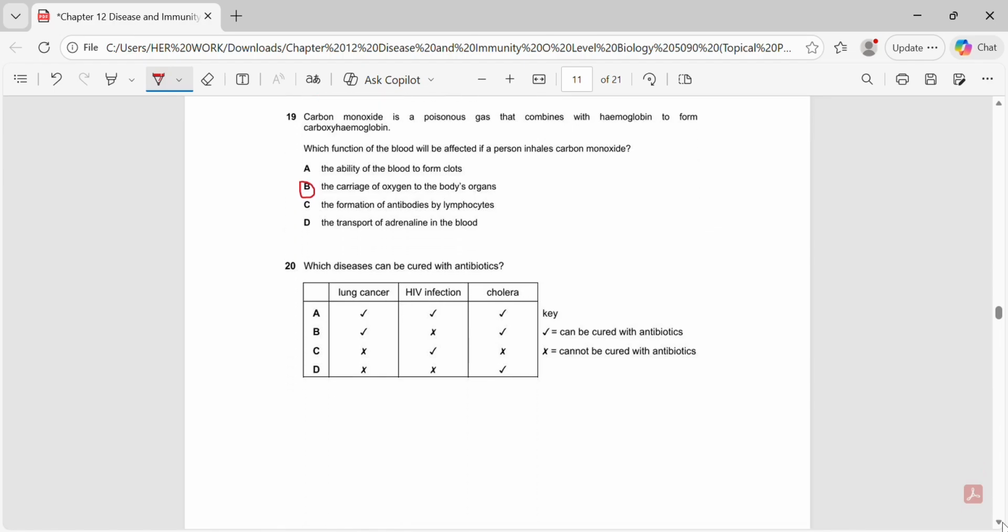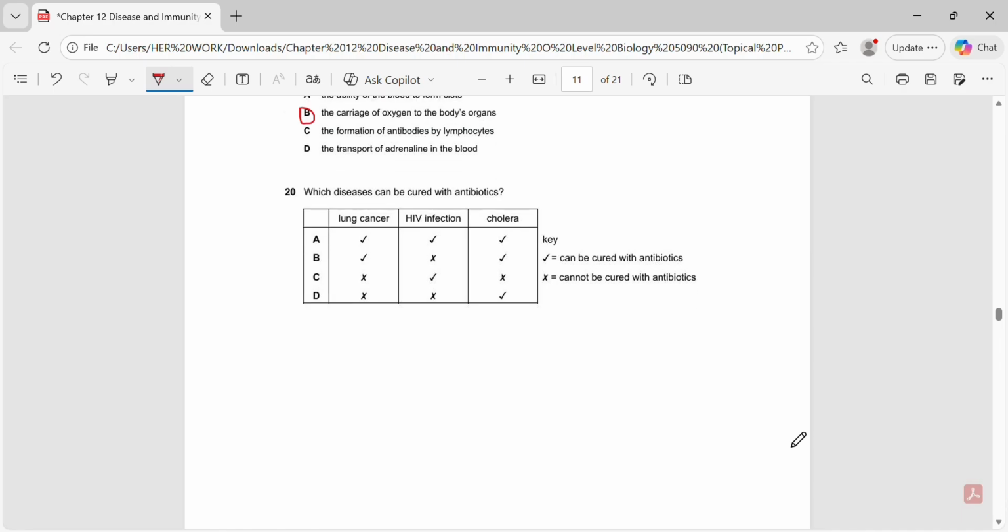Then we have a question asking, which diseases can be cured with antibiotics? The correct answer is D. Antibiotics are effective against bacterial infections. Cholera is a bacterial disease and can be cured with antibiotics. Lung cancer is a non-infectious disease, and HIV infection is caused by a virus. Neither can be cured with antibiotics. The correct table option is D, which indicates that only cholera can be cured with antibiotics.